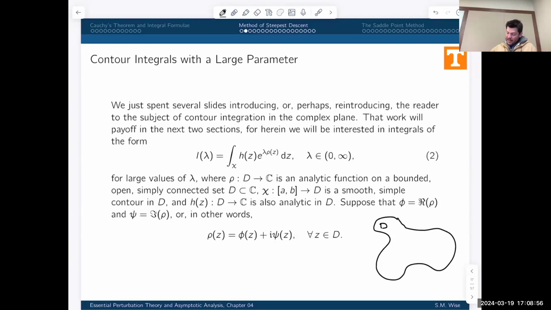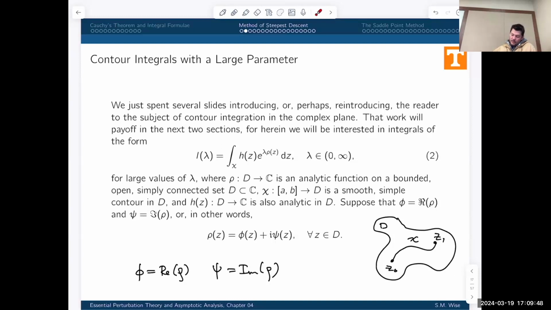There's my set D. And this contour is not a closed contour. It's just some contour from some point Z0 to Z1. That's my picture. Inside of the set D, h is analytic and also rho is an analytic function. Okay, they're both complex functions in general. Now, in terms of a definition or variables that I'll need later, I'm going to define phi to be the real part of rho and psi to be the imaginary part of rho. So again, if you don't like these symbols, the handwritten symbols are like this.